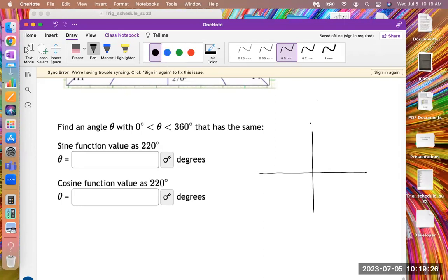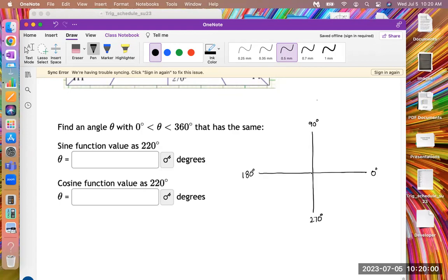So this is 90 degrees straight up. This is 180 degrees. This is 270 degrees. And this is 0. So 220 is going to be over here in what we call quadrant 3, 1, 2, 3. And it's going to be between 180 and 270.